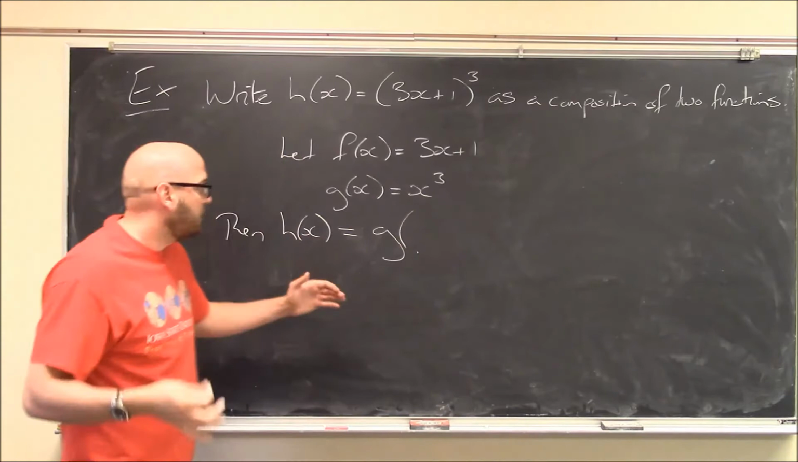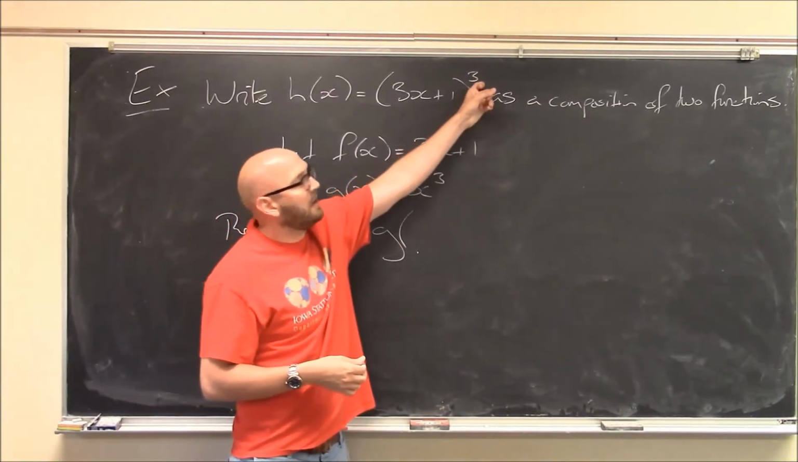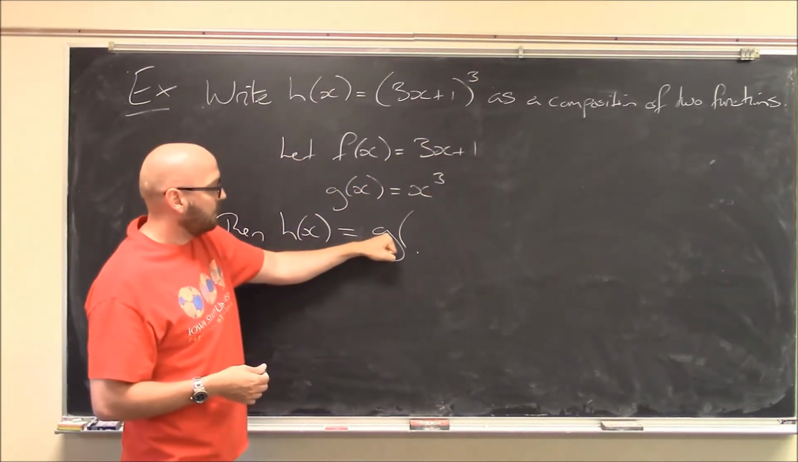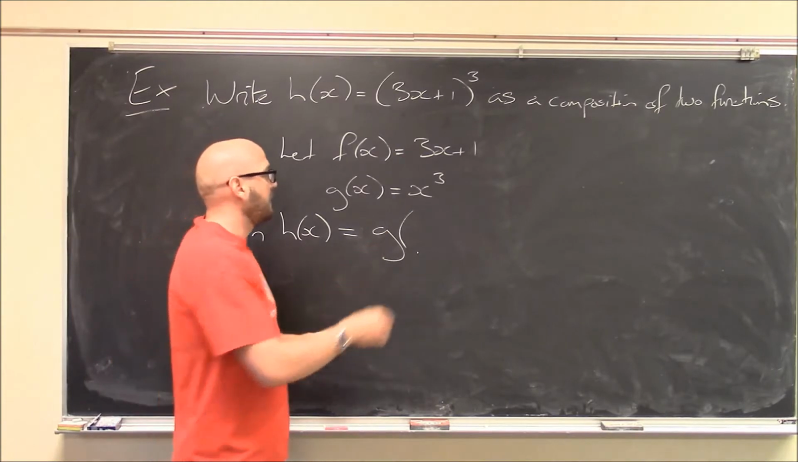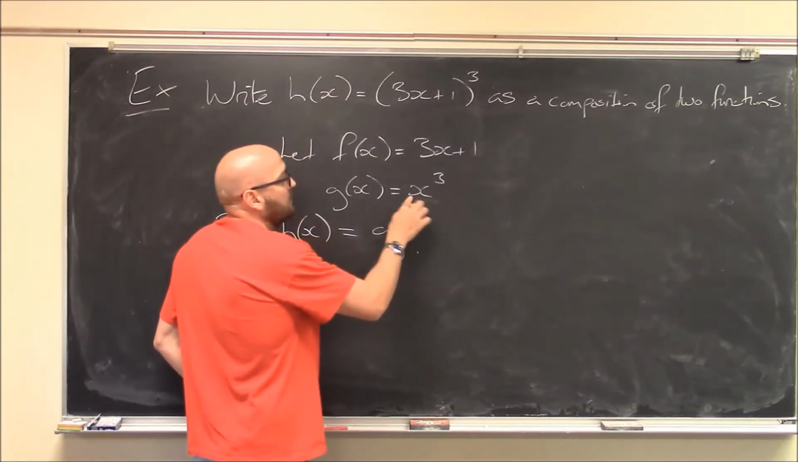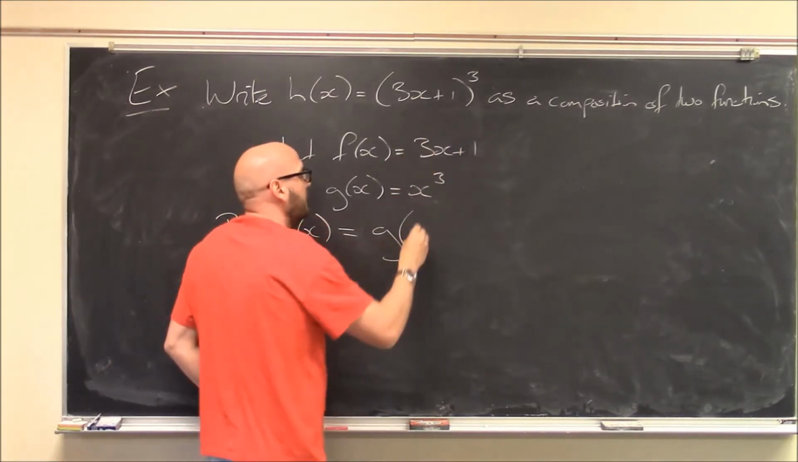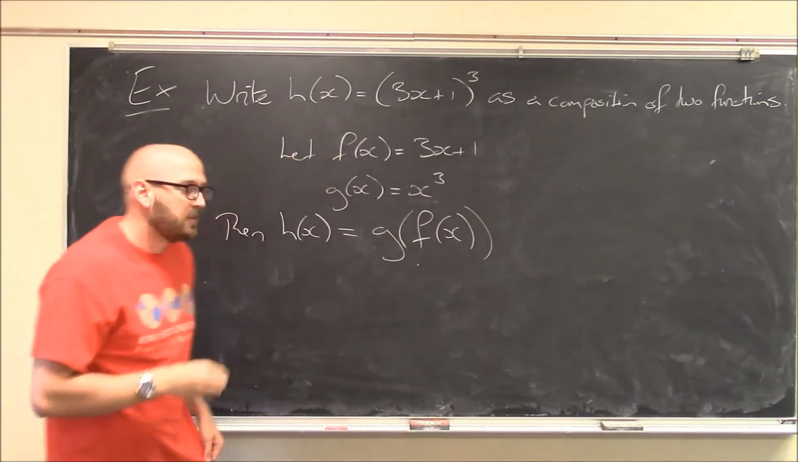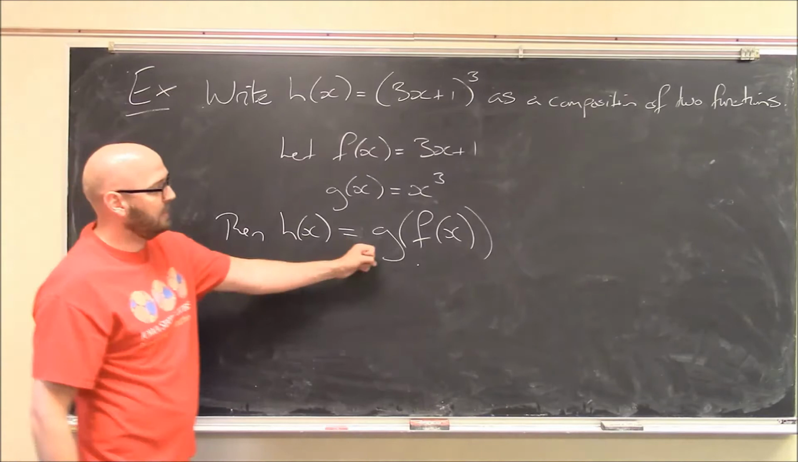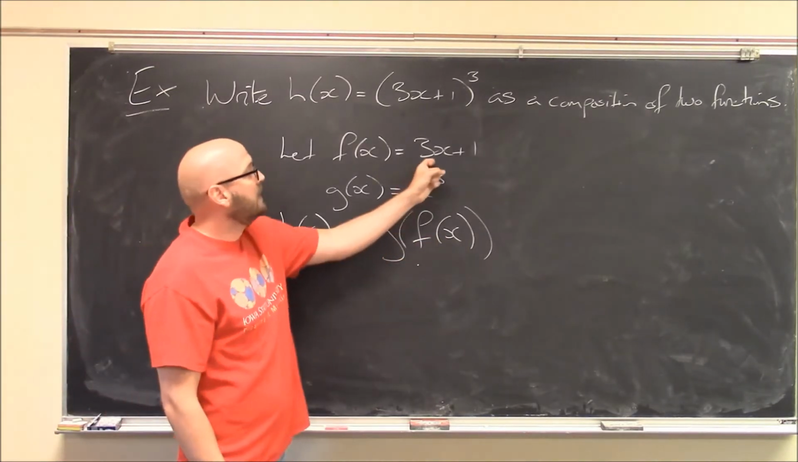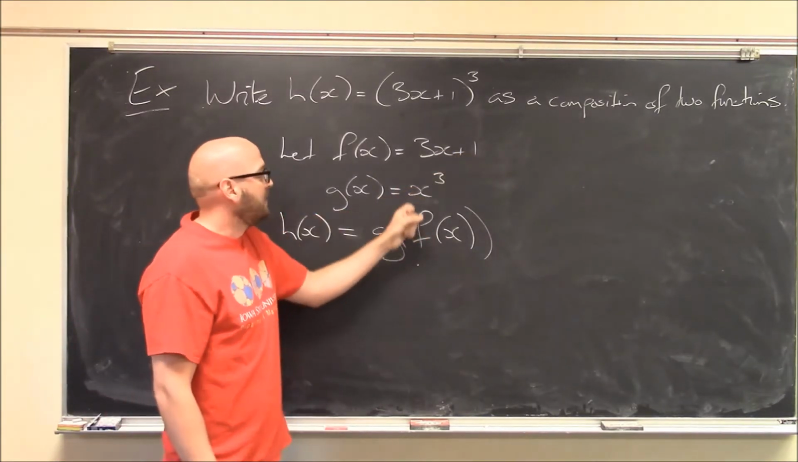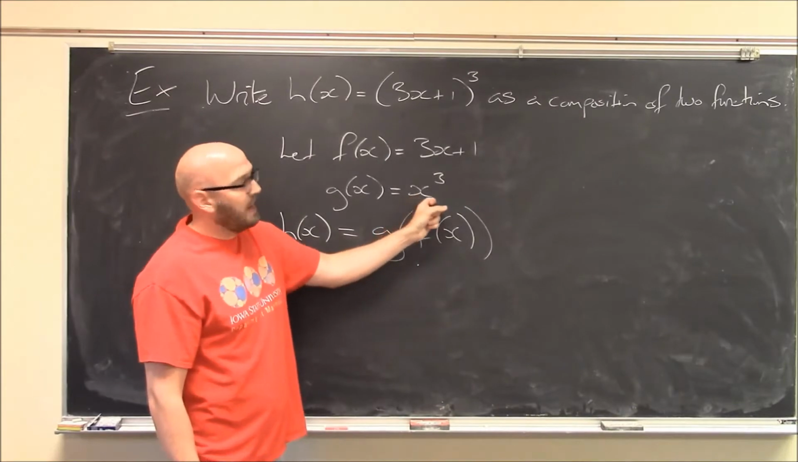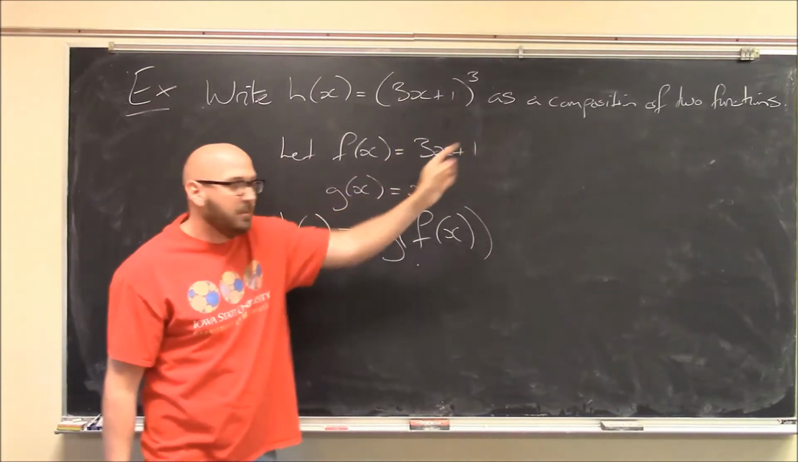I think this is the outside function, right? The last thing I do on the outside is I cube. So g should go on the outside. And on the inside, I've got g of, everywhere I see x here, I've plugged in 3x plus 1. So this would be g of f of x. And if you compute g of f of x, well, that's g of 3x plus 1. So that means I plug 3x plus 1 into x, which gives me (3x plus 1) cubed.